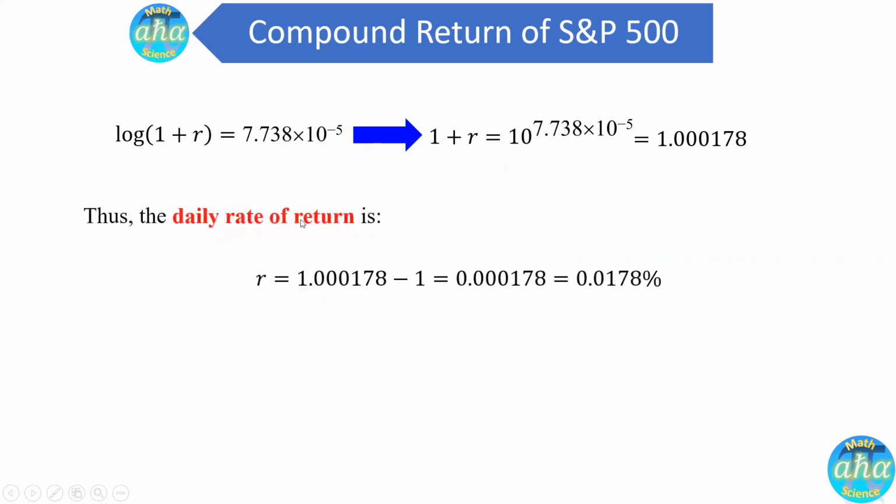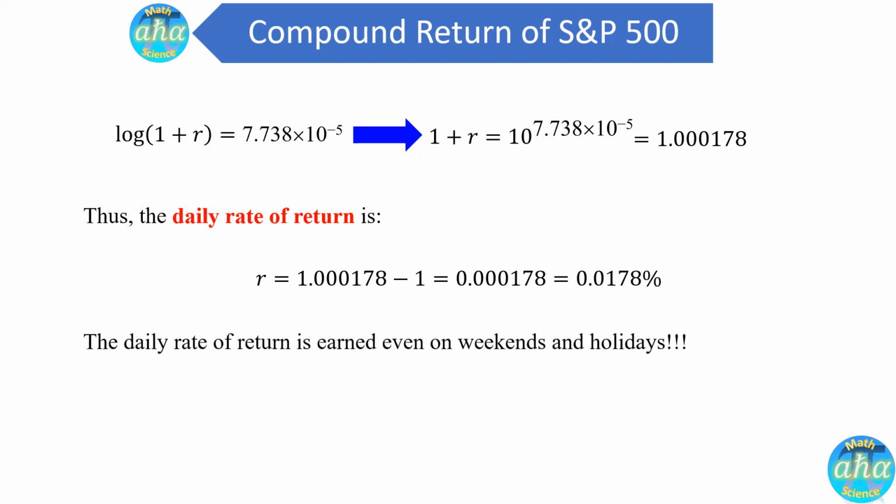We evaluate this expression and we get this value. Therefore, the daily rate of return is 1.000178 minus 1, which is 0.000178, or 0.0178%. It's a small value, but note that you get this daily rate of return even on weekends and holidays when the stock market is closed, because this shows you that on average, this is what you really get for the return of an investment. So it's really powerful.